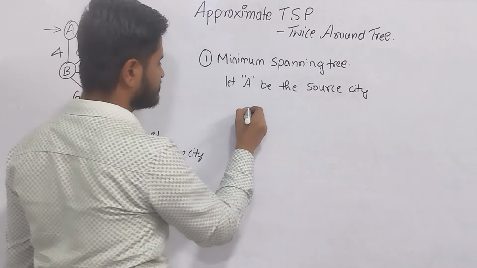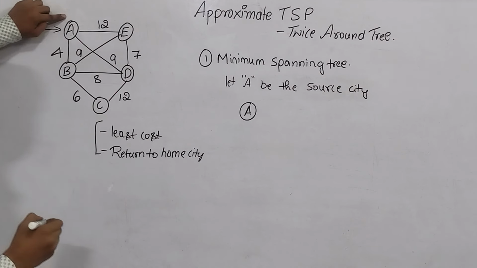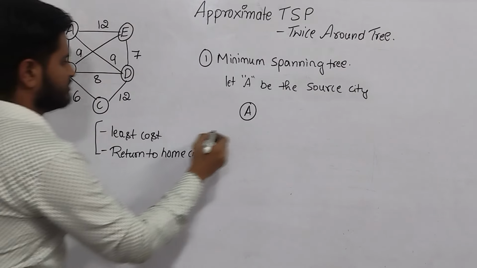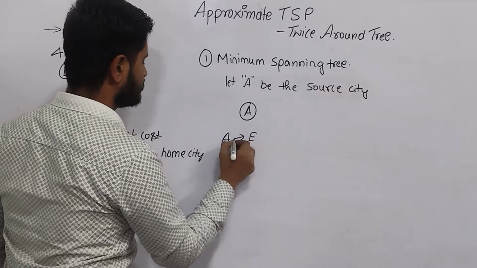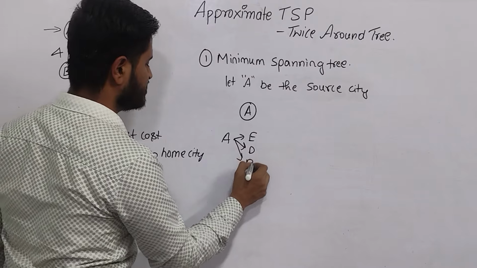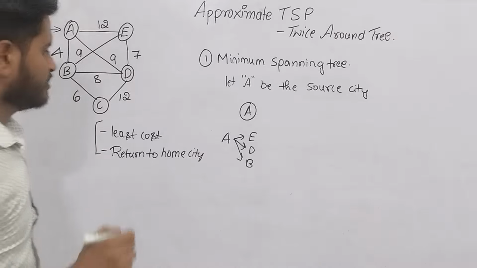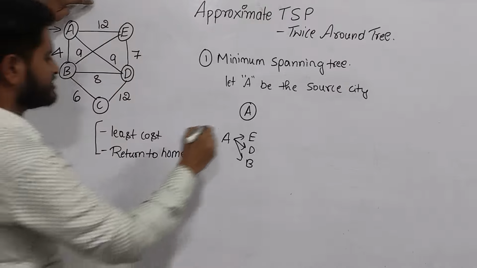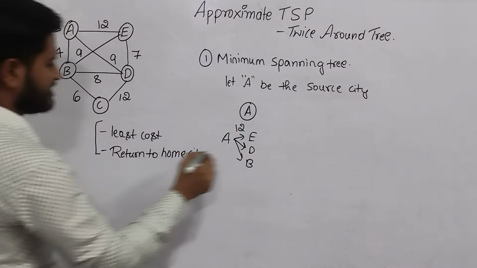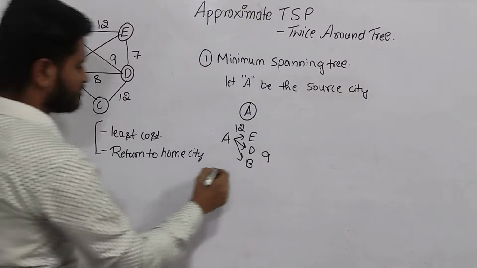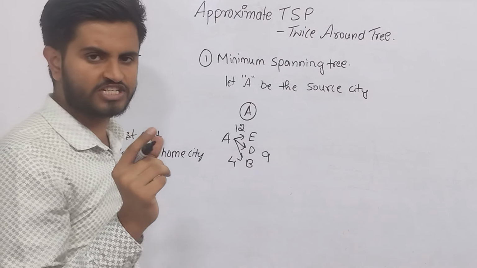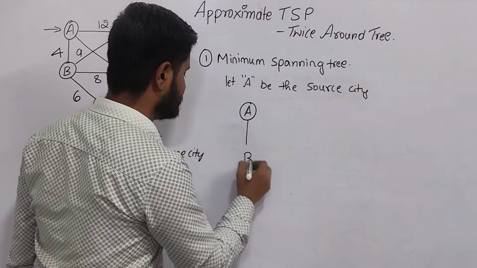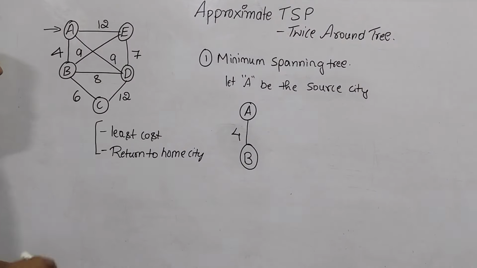Now start from the city A. From A you can go to E, you can go to D, you can go to B. But if you see the path cost, from A to E it costs 12, from A to D it costs 9, from A to B it costs 4. So which path is having the least cost? That is from A to B. From A you can come to B with the least cost of 4.